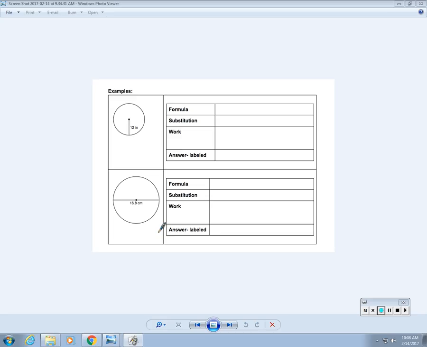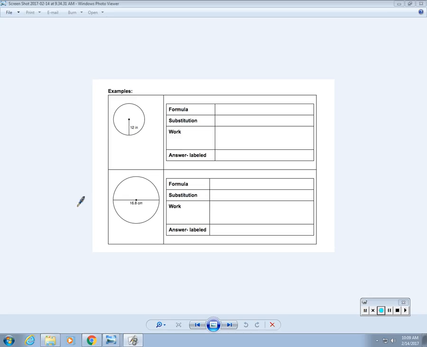So in our substitution line, do we know the value of c? No, we don't know the distance around that circle right now. We're trying to find it. So c is going to stay c. What's pi going to become? 3.14 times 16.8. Now we're just multiplying 2 numbers together.